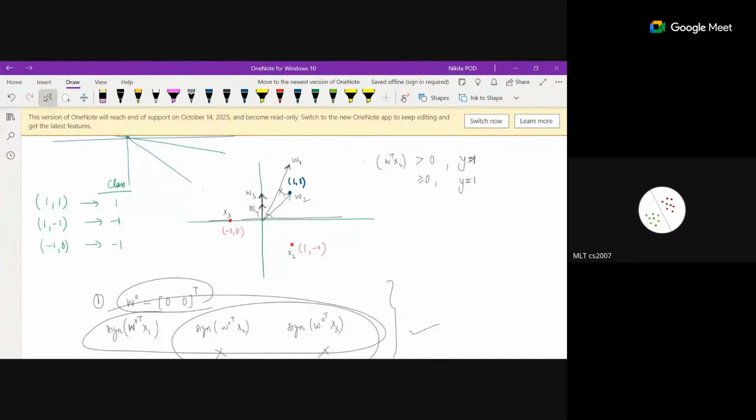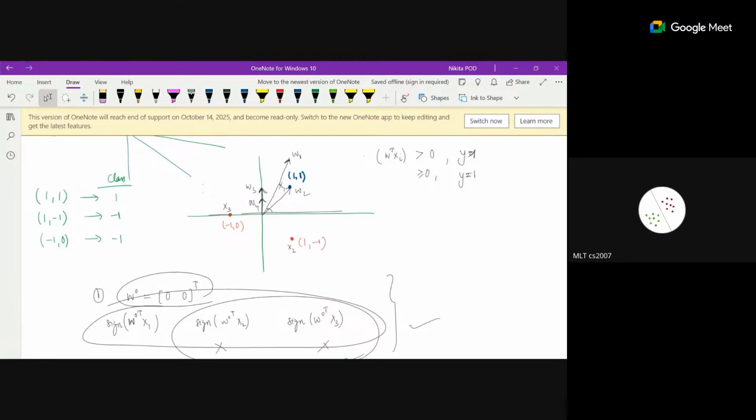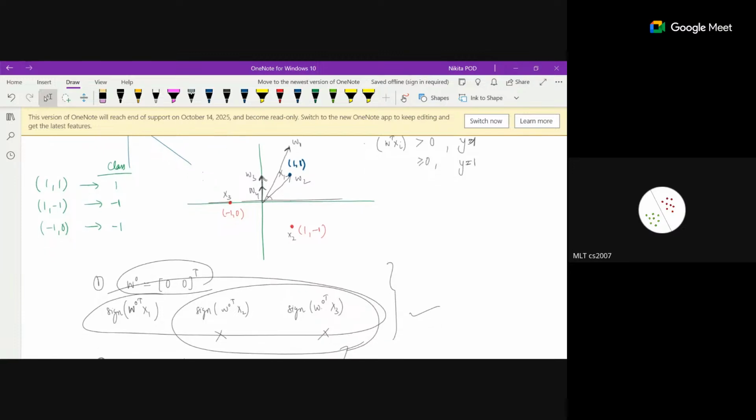This is W converge. So the next thing to do would be you check the signs. For W2, if you check, the signs will not match. W3, it will not match, and so on. So only for W1 it is matching.